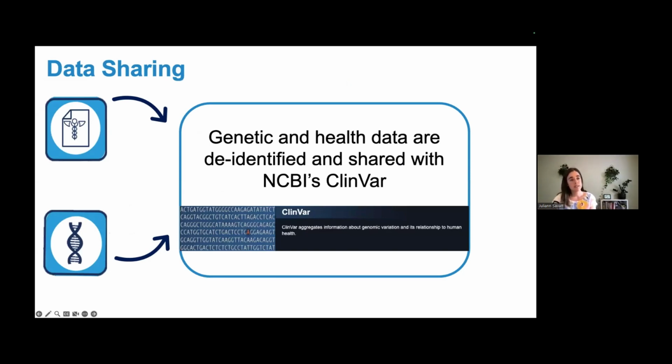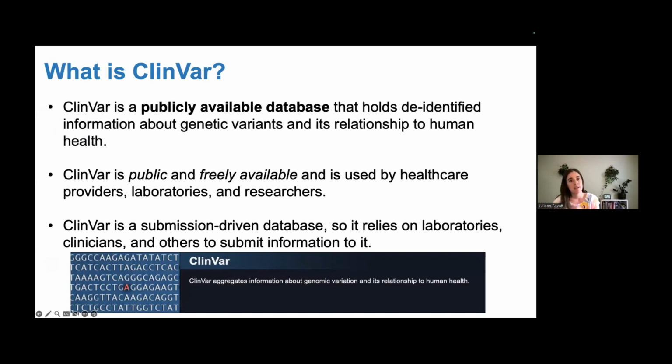From there, once we collect genetic and health information from participants, we de-identify that information, so pull information about name, date of birth, other identifiers off, and submit it to a database called ClinVar. ClinVar is a publicly available database that holds de-identified information about variants and their classification, so their relationship to human health. It's a public and freely available resource that's used by doctors, genetic counselors, genetic testing laboratories, and researchers.